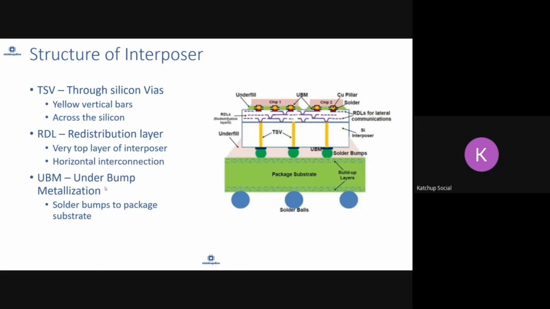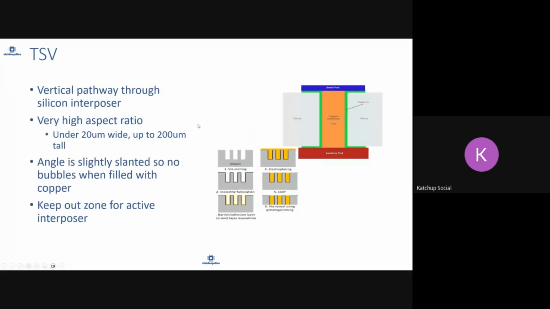Then there is under bump metallization. Basically, these solder bumps go to the package substrate. These are known as under bump metallization. This solders to the bump of the package substrate. Let's see a little bit more detail.